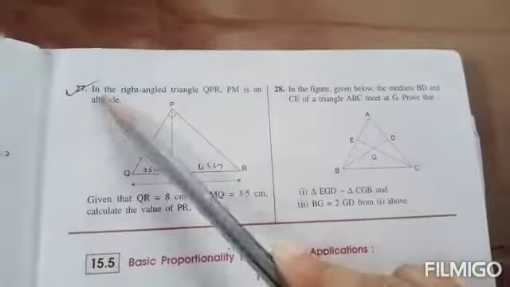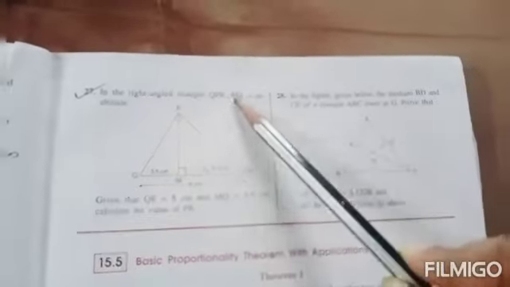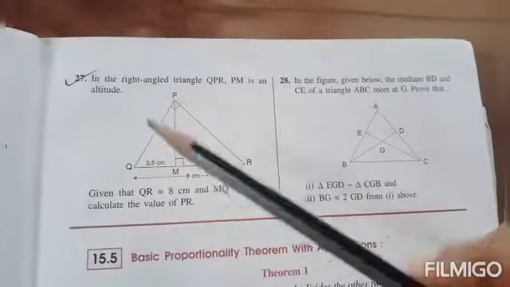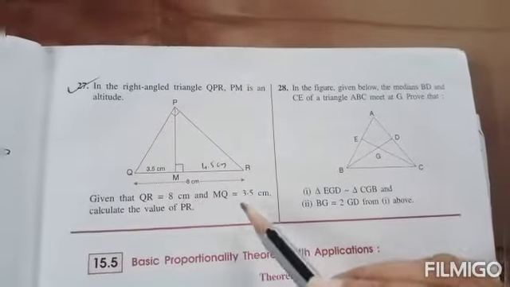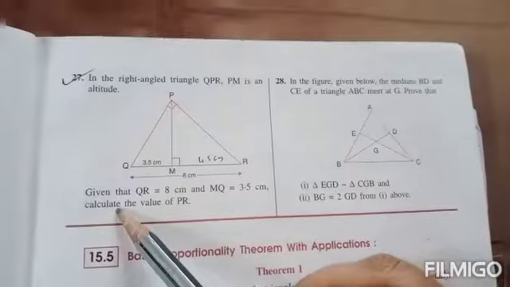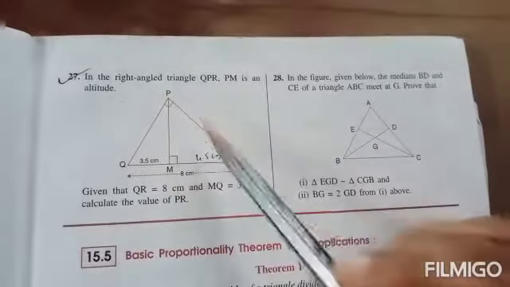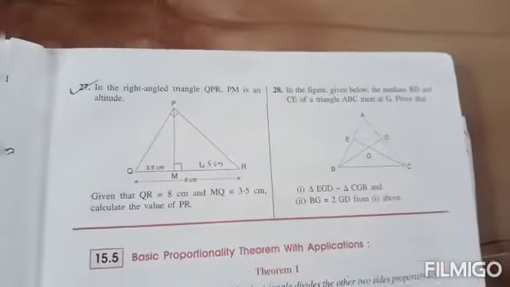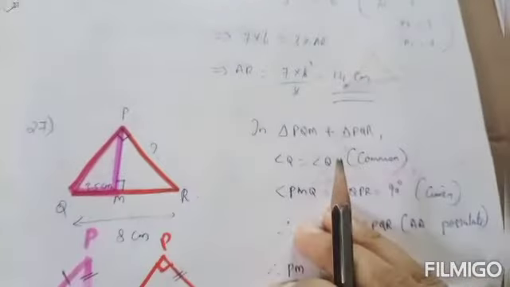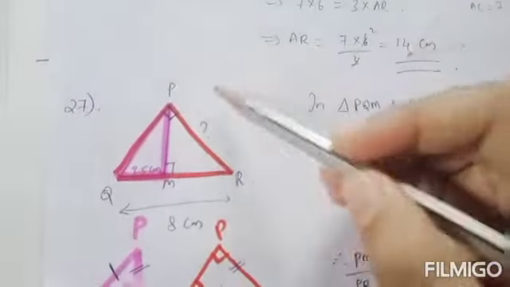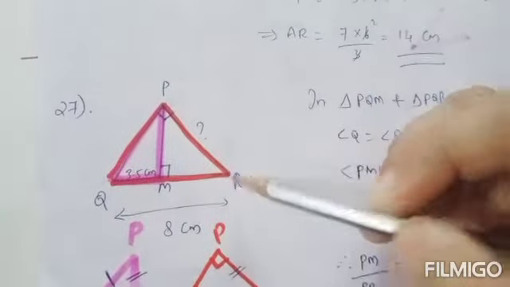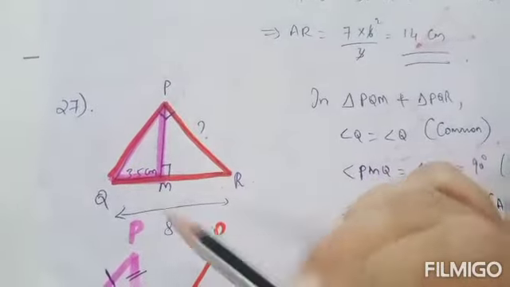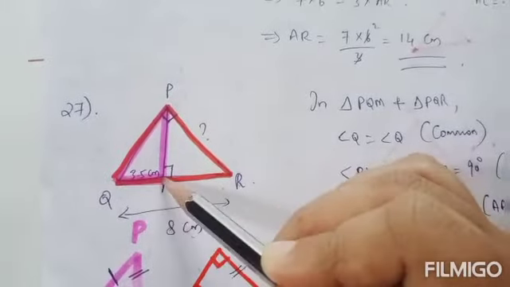27th question. In the right angled triangle QPR, PM is an altitude. Given that QR equal to 8 cm and MQ equal to 3.5 cm, calculate the value of PR. So this is the diagram. You need to find the length of PR, given QR is 8 cm and QM is 3.5 cm.